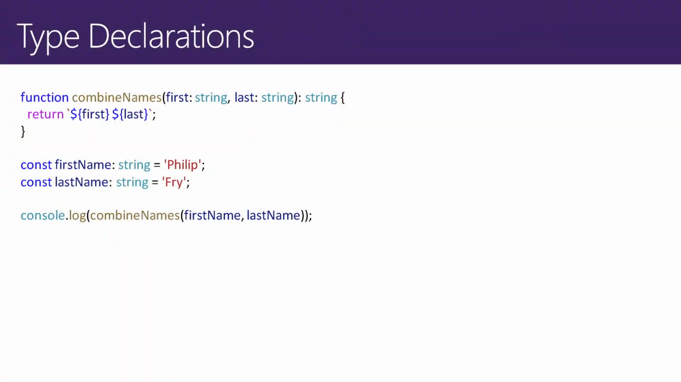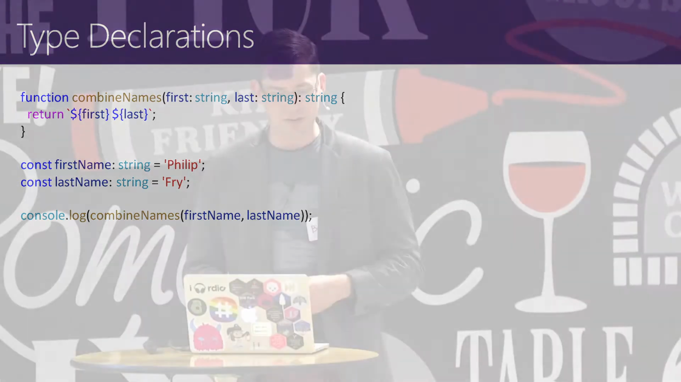So this is a little bit of what it looks like, just a little bit of sample code written in TypeScript. This is very, very simple. All it does is it takes two variables, a first and last, and combines them together as if it were a name into a single string. And we're creating a couple of variables. You can see we have this const firstName, and we set that equal to Philip, a string.